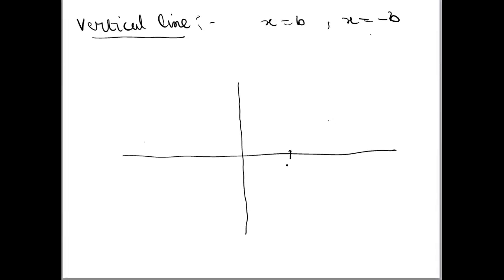So suppose I am taking x point b here and x point minus b here, and y 1, 2, 3, 4, 5, and minus 1, minus 2, minus 3, minus 4, minus 5, right? Then y can take any value.